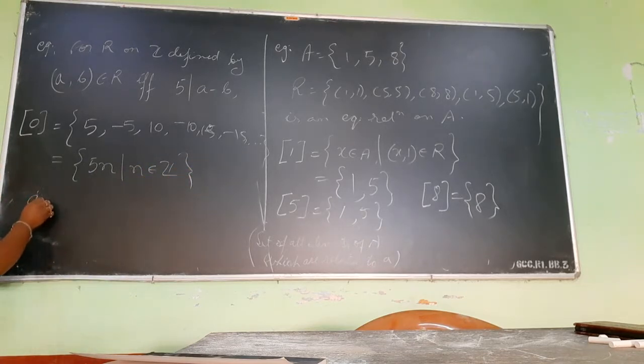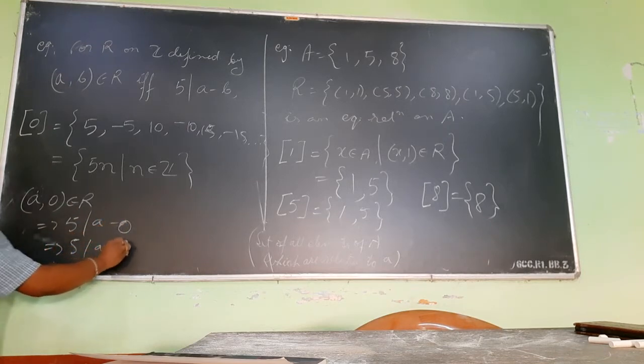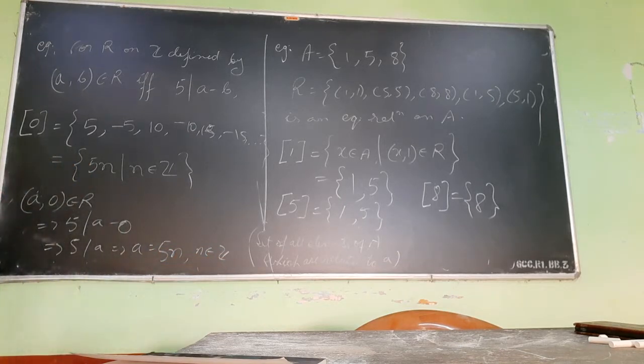Because if (a, 0) belongs to R, this implies 5 divides a minus 0. This means 5 divides a. So a is of the form 5n where n belongs to integers. This is how we prove it. How to prove that the equivalence class of 0 is this? Let a belong to the equivalence class of 0. What is the meaning? This means that a is related to 0, that is, (a, 0) belongs to R.